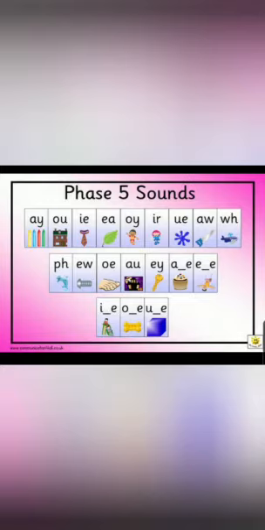This is the split digraph a-e. Split digraph e-e. Split digraph i-e. Split digraph o-e. And split digraph u-e. Brilliant, well done. Hi everyone, I'm Miss Besma, and today we are going to be reviewing the digraph ie.